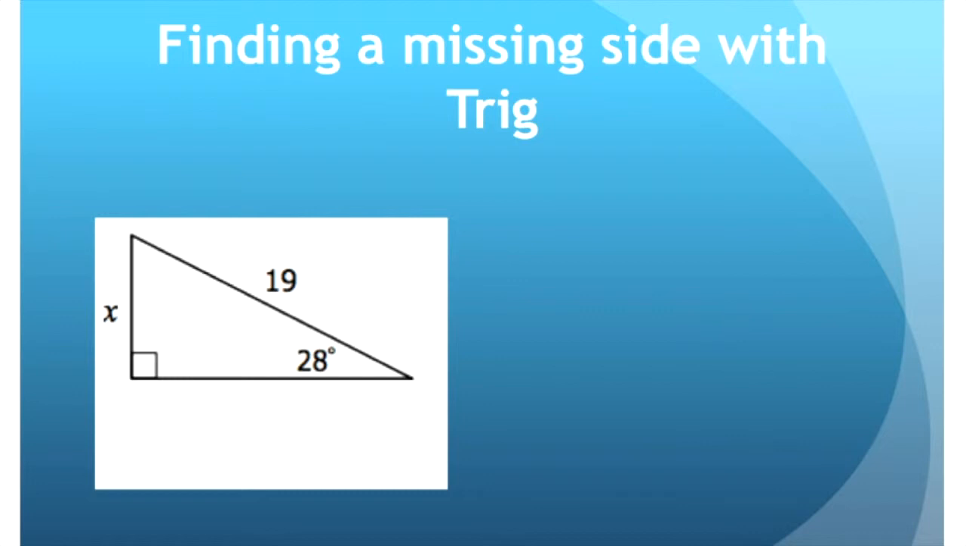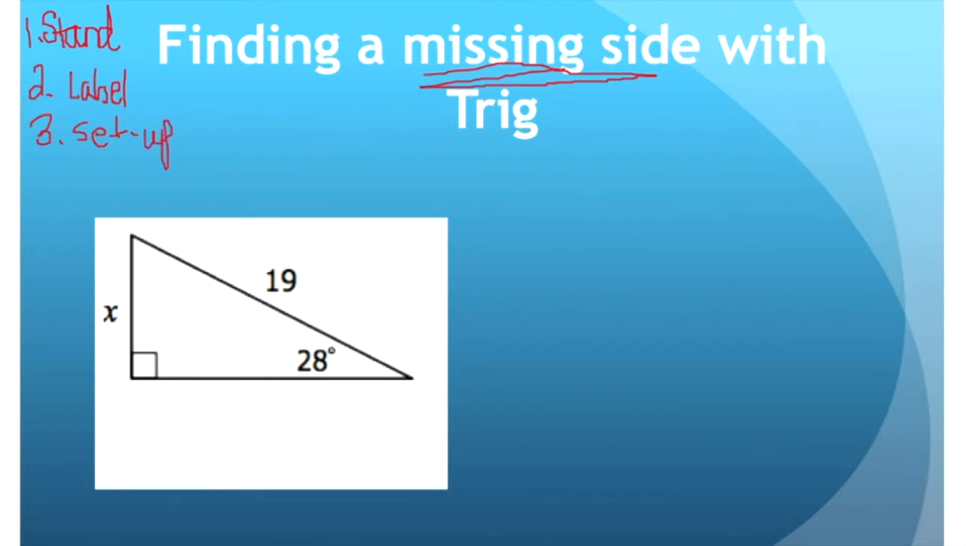So this particular one says to find a missing side. All right, so what we're going to do when we see a problem like this, we are going to go through some steps. First, we're going to stand at the angle. Number 1, stand. Number 2, we're going to actually label the sides. So we're going to stand, we're going to label, we're going to set up, and then we're going to solve. This is going to be our process. Stand, label, set up, and solve.